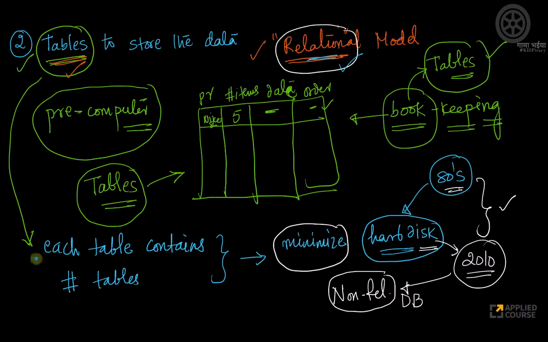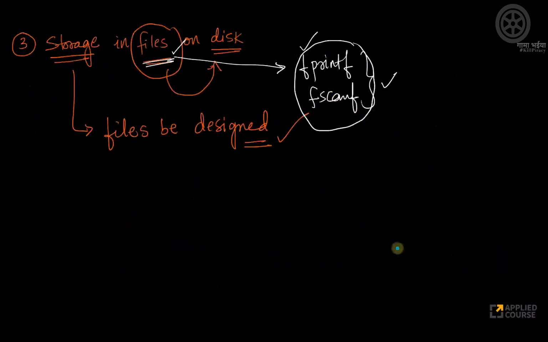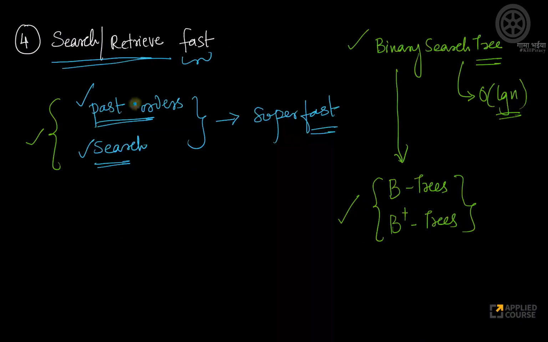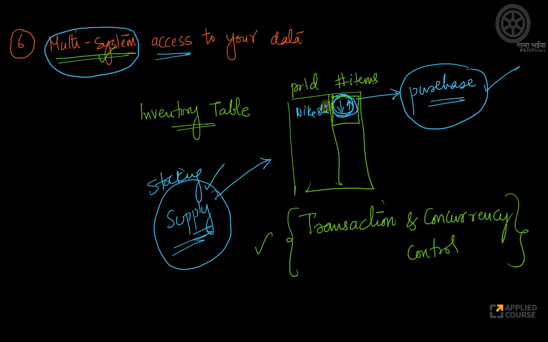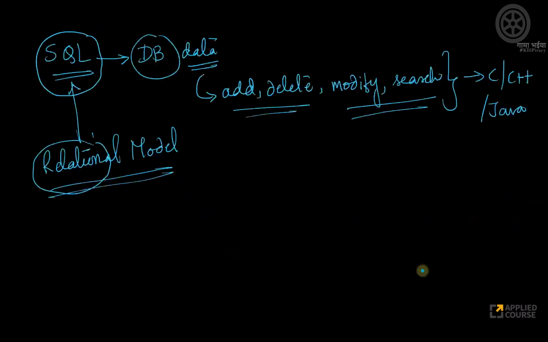We'll see how each table is designed. How many tables should we have? How do we minimize the amount of hard disk space? How do we store all of this data in files very efficiently so that I can search and retrieve extremely fast? What types of special purpose data structures can I invent to solve this problem? And how do I ensure that when multiple processes or systems are accessing my data in parallel, there are no inconsistencies that seep in?